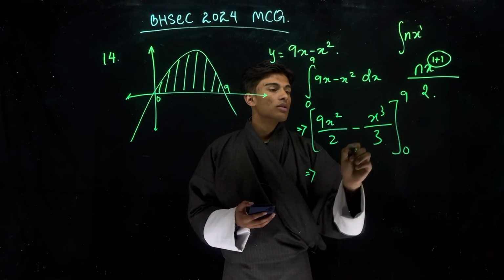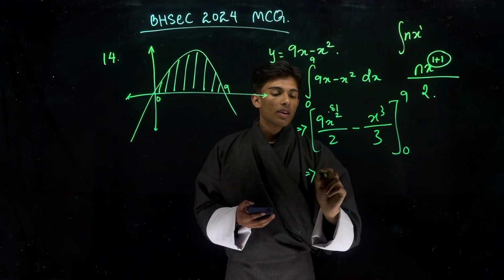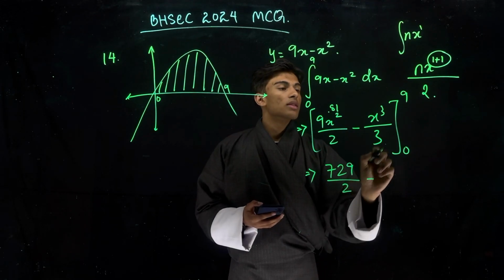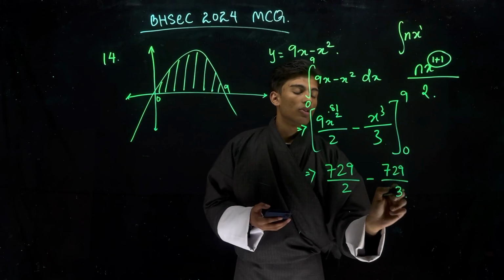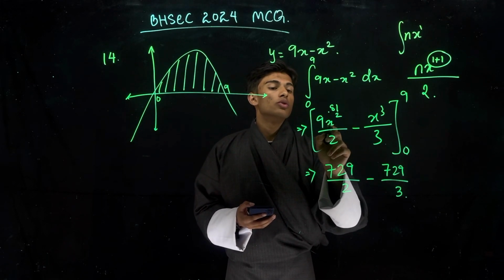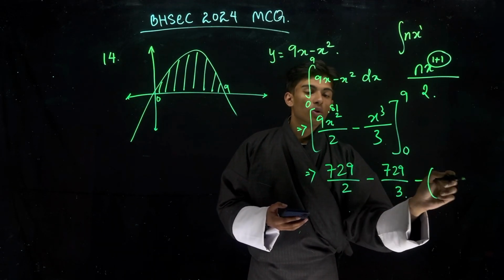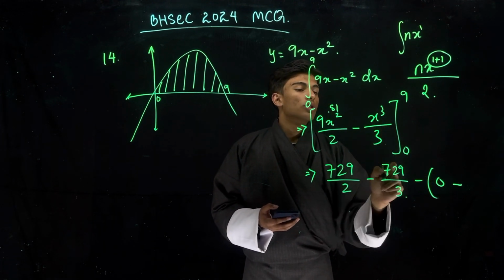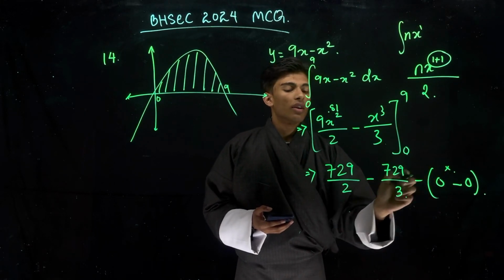Solving for the upper limit, we get 9 squared is 81. Multiply that by 9, we get 729, divided by 2, minus 9 cubed as 729, divided by 3. This is for the upper limit. Solving for the lower limit, you put in 0 into the x function, you will get 0 here. So subtract that, the upper limit minus the lower limit, you will get 0 minus 0 cubed divided by 3, you still get a 0 here. So the lower limit is disregarded.